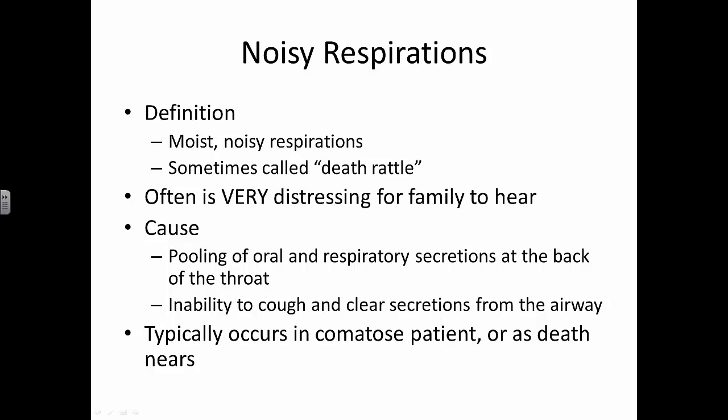But what causes this? It's from the pooling of oral and respiratory secretions at the back of the throat. And when patients are unable to cough and adequately clear the secretions, you get a pooling of these in the back of the throat. And then as the patient breathes in and out, you'll hear the noise of the air traveling through those secretions. This is more common in patients who are comatose or as death nears.